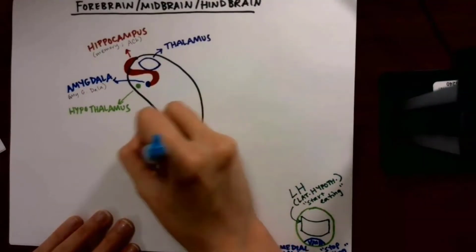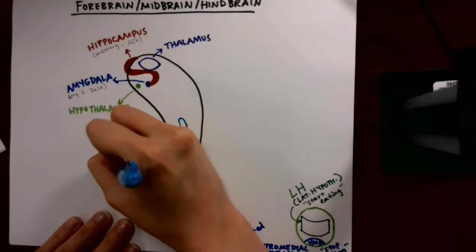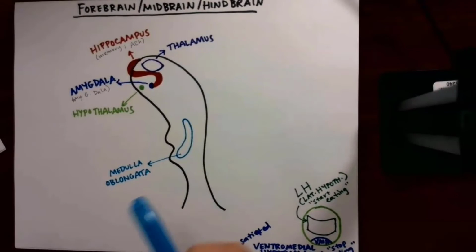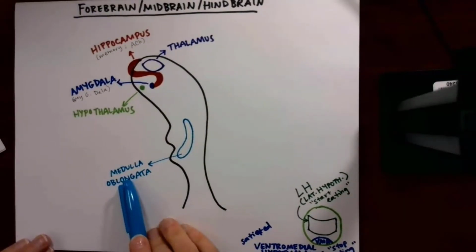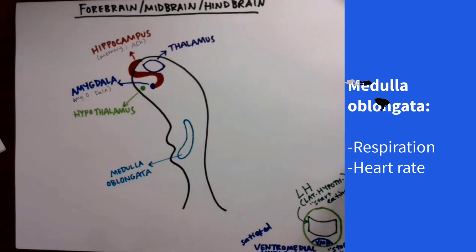Okay, this guy right here is called the medulla oblongata. Medulla means middle part. Oblong is because of the shape. And this controls your respiration and your heart rate. So it's very important, right? Breathing and heartbeat, essential to life.